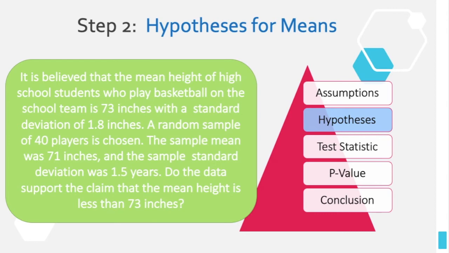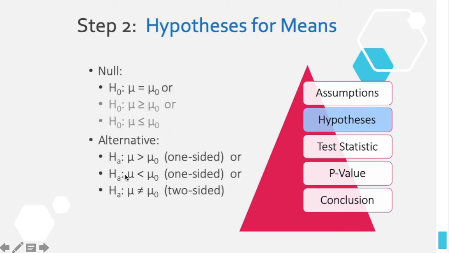And then if we think about our scenario, we've got the mean height of high school students who play basketball is 73 inches with a standard deviation of 1.8. We've got our random sample of 40. The sample mean was 71, and the sample standard deviation was 1.5. Usually the very last sentence, the question sentence, contains the alternative hypothesis. And that's true here too. Do the data support the claim that the mean height is less than 73 inches? So here we can tell that the researcher wants to prove that the mean height is less than 73 inches. The original claim was that it was 73 inches, but our researcher wants to prove that it's actually less than 73 inches. So here we would choose this one, mu less than mu zero.